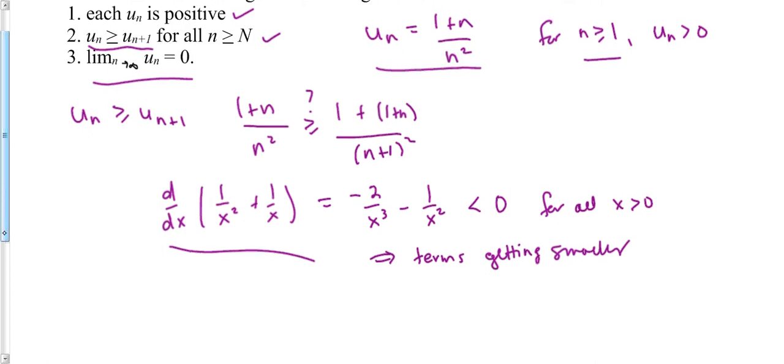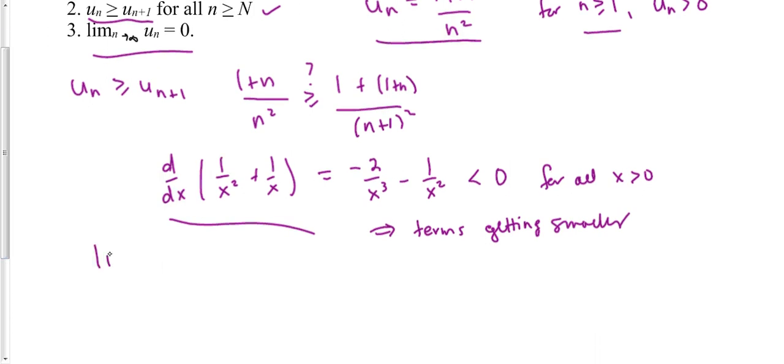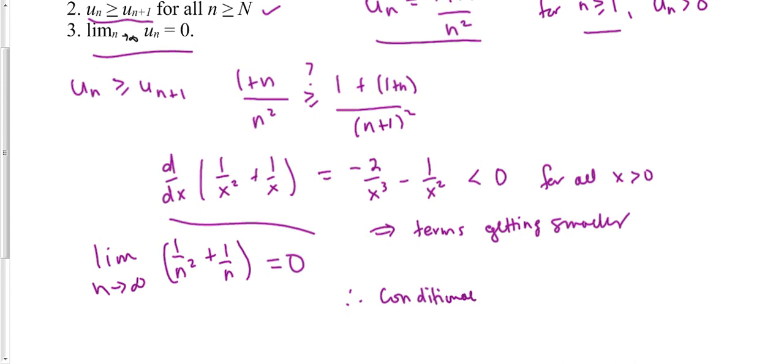And finally, our last condition here is to say that the limit as n goes to infinity of u_n, which is 1 over n squared plus 1 over n, has to be equal to 0. And in fact, just by looking at that, we end up with 1 over infinity plus 1 over infinity, and that will be equal to 0. And that tells us that this is conditionally converging.